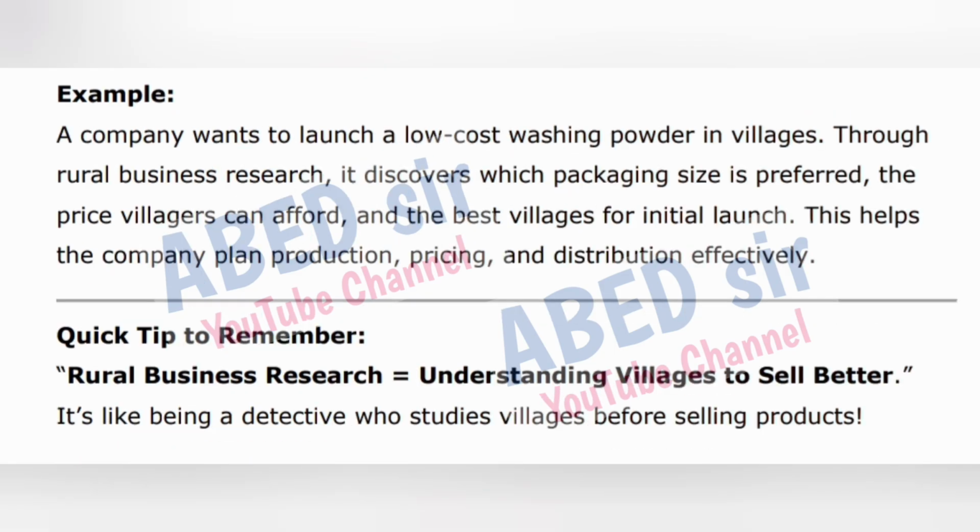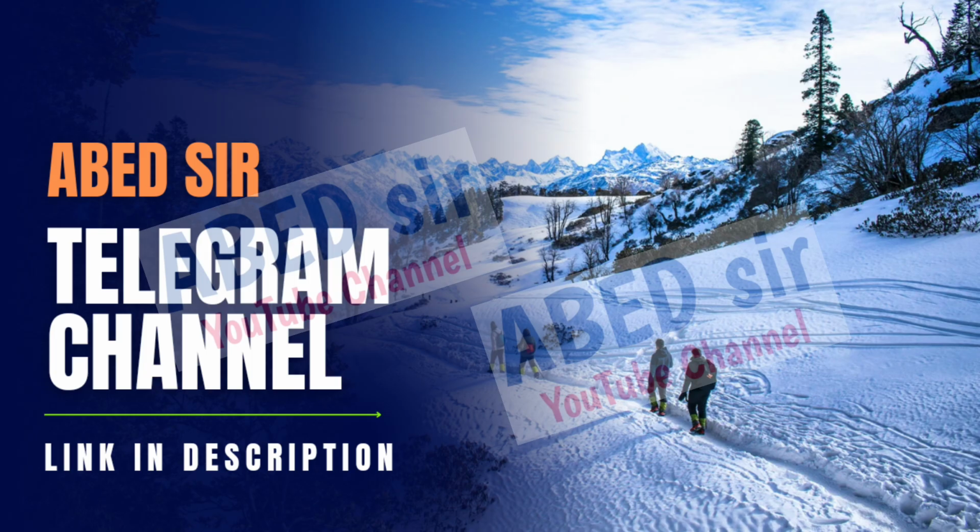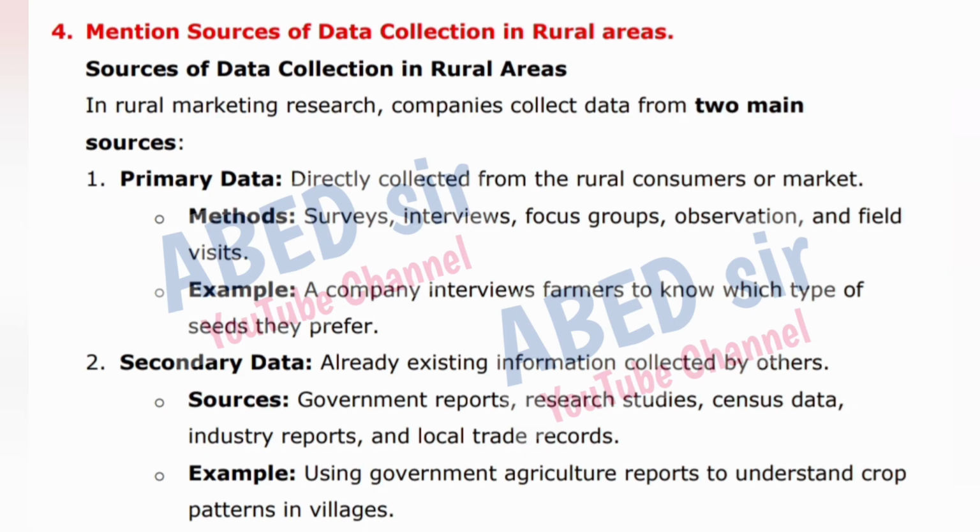Example: a company wants to launch a low-cost washing powder in villages. Through rural business research, it discovers which packaging size is preferred, the price villagers can afford, and the best villages for initial launch. This helps the company plan production, pricing, and distribution effectively. Quick tip to remember: rural business research equals understanding villages to sell better. It's like being a detective who studies villages before selling products. Next important short question is: 4.